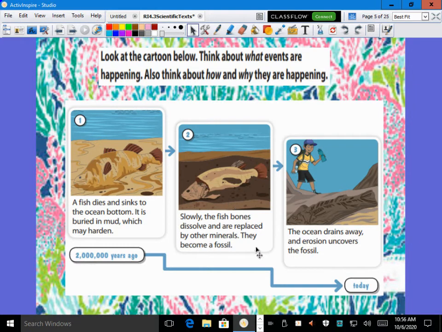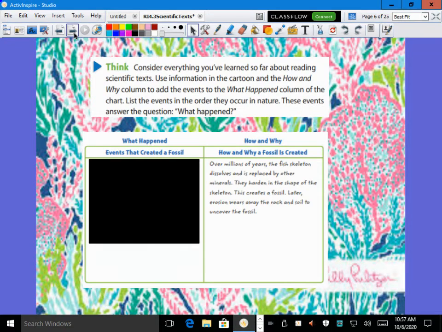Now, they've hardened to become a fossil, but then how do we discover fossils if they're so far under the Earth's surface? Well, the ocean drains away, and that erosion is what uncovers the fossils so that we have discovered them today. So remember that process for me because here's your graphic organizer. You're going to have one just like it on your Google Doc that you're going to need to fill in the events.